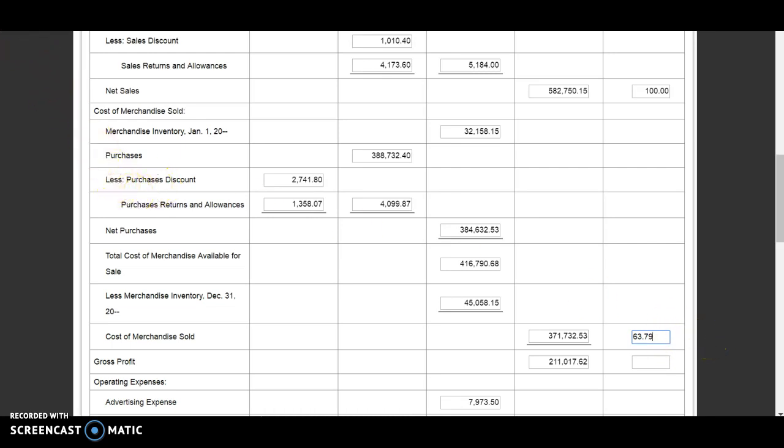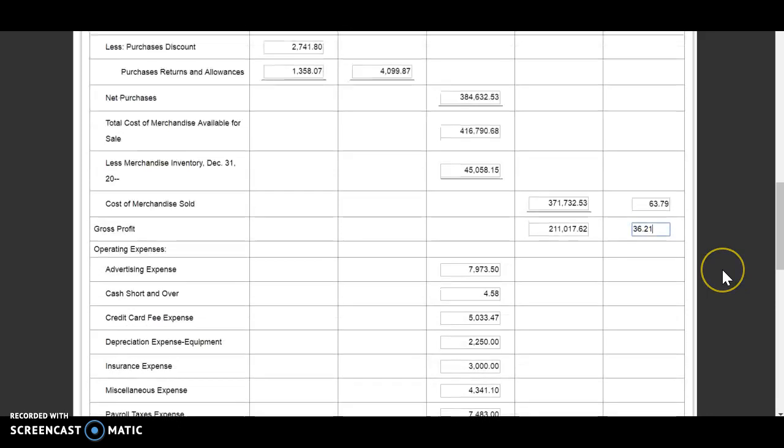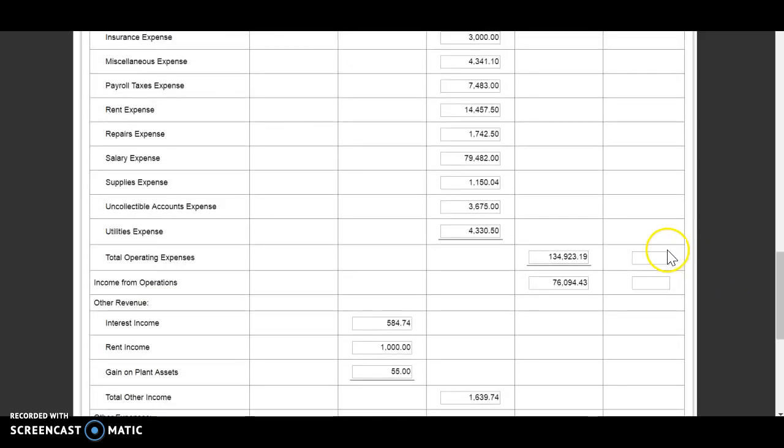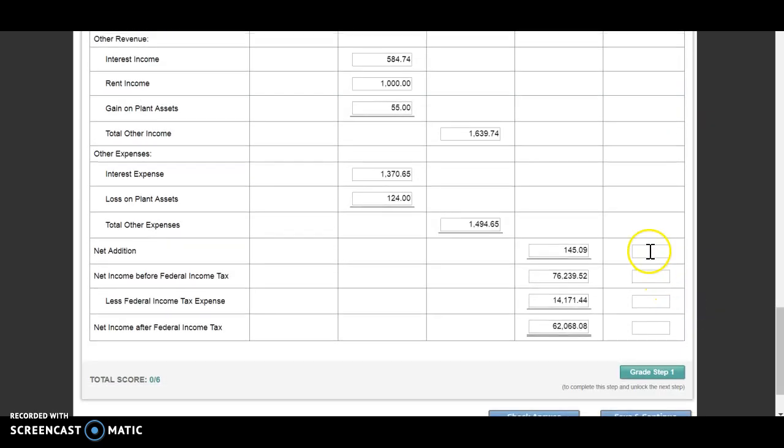Okay, go ahead and figure out the rest of them, pause the video, and then check your answers when you are done. Gross profit percentage should be 36.21. Operating expenses should be 23.15. Income from operations should be 13.06. Net addition should be 0.02. Net income 13.0.